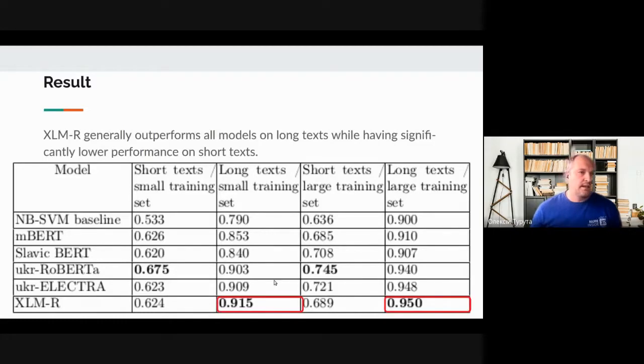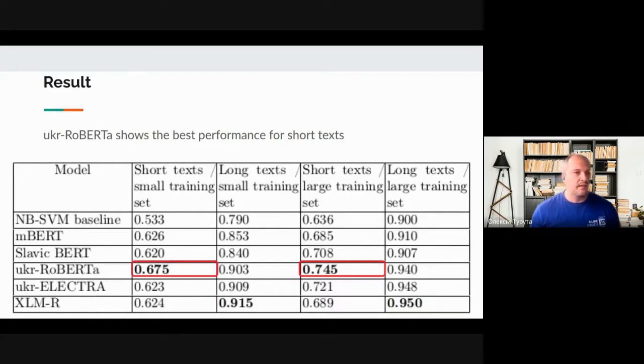First result, we can see that the XLM-R model provides the best result on long text, when we work with full text of news. But we should remember that this model is large and requires more resources compared with other transformer models.